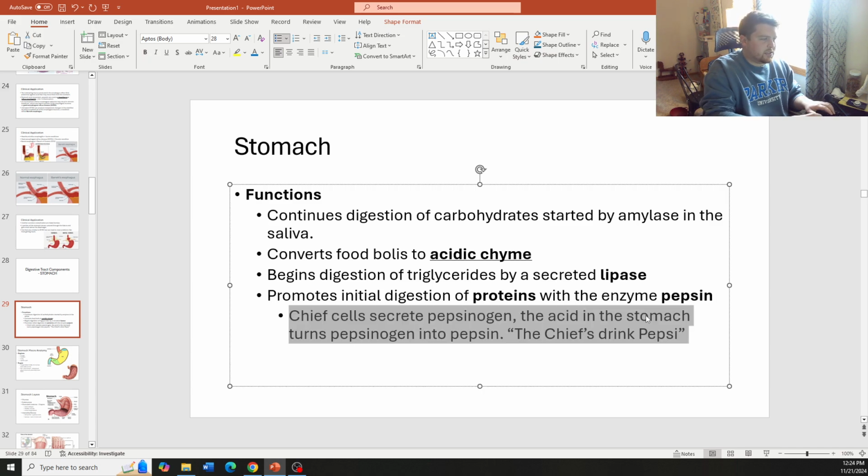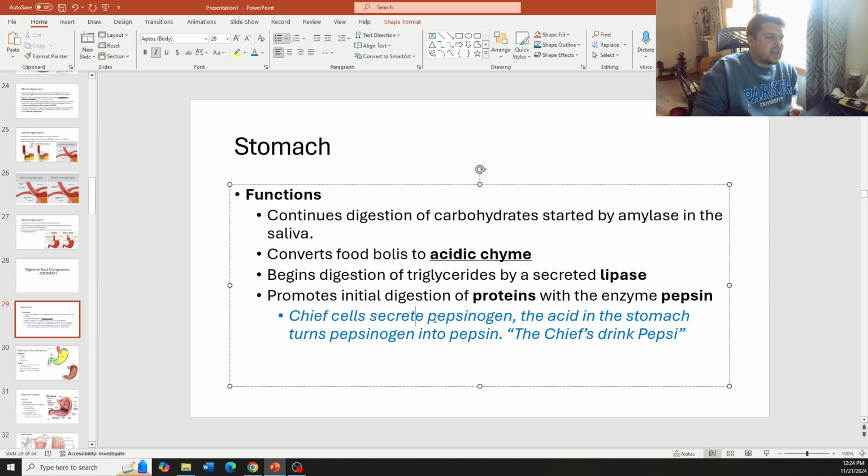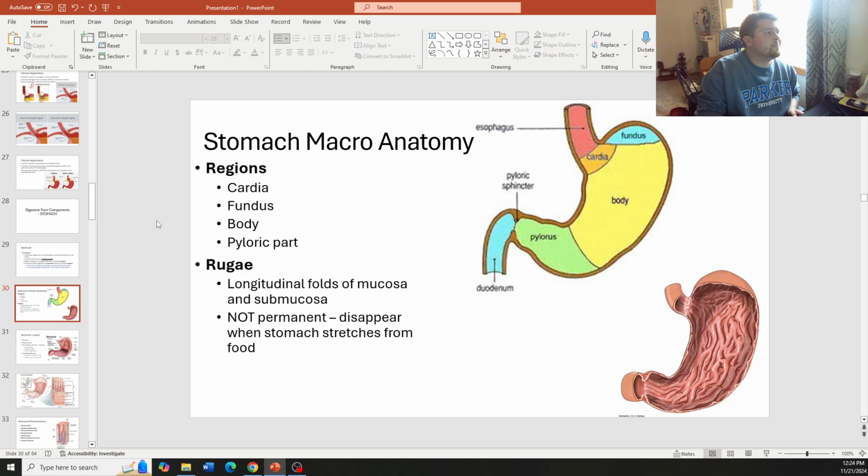This is just a little way to remember pepsin. We'll cover this a little bit better in the future. Pepsin is released by these cells called chief cells. They secrete something called pepsinogen, and then the stomach acid turns pepsinogen into pepsin. We remember that to say the chiefs drink Pepsi. So we'll talk about that again in a minute.